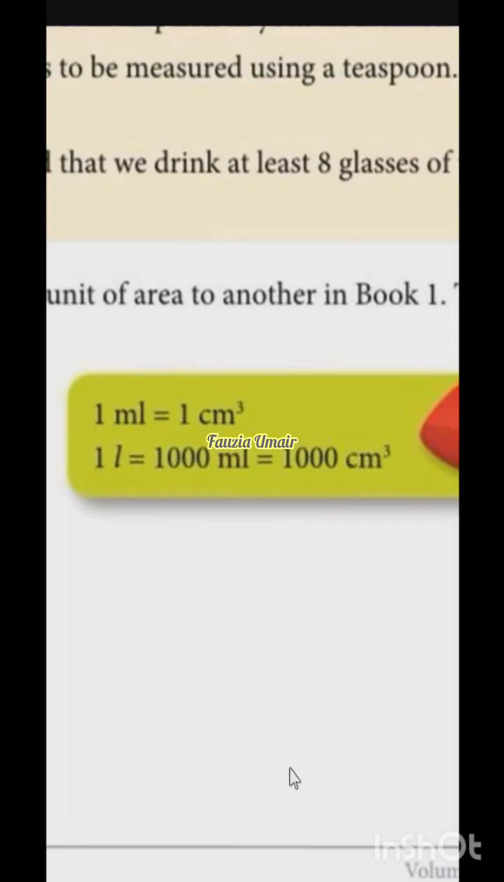Green. 1 milliliter is equal to... yes, 1 cubic. Leave it. Yes, ma'am. 1 milliliter is equal to 1 cubic centimeter. Acha, this is very interesting.